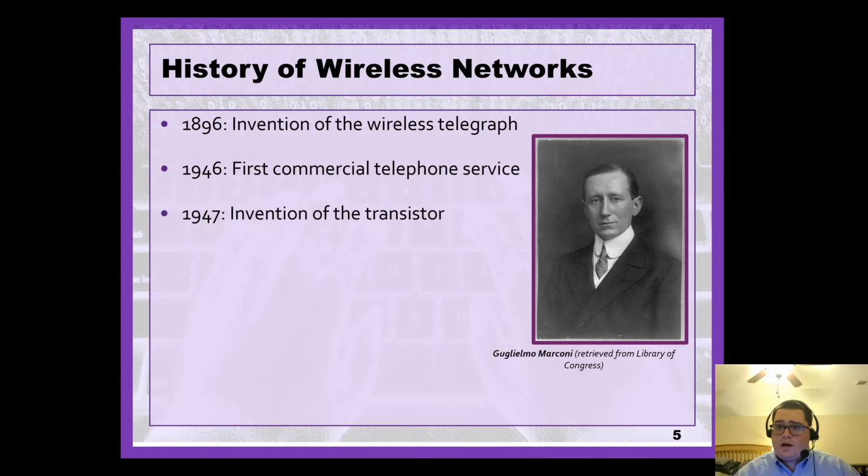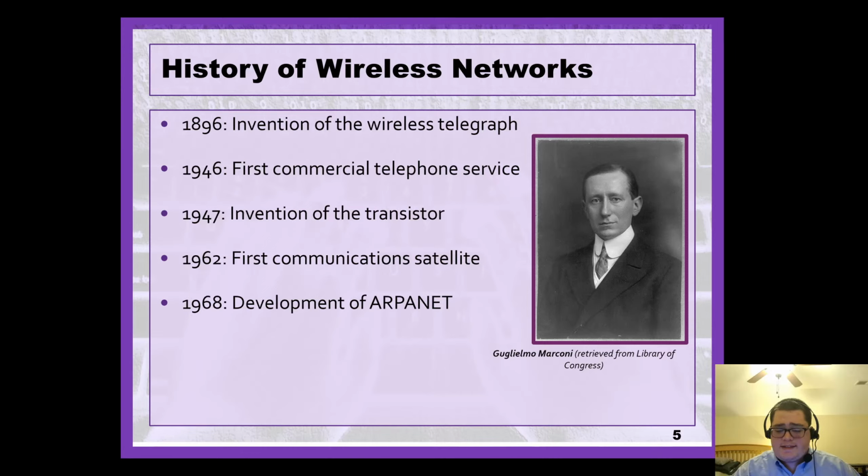Previously, wireless devices and wireless phones were large enough that you couldn't actually carry them anywhere. They had to be in your car or in a briefcase. But over time, as the transistor became developed and more mature, they were able to decrease in size. In 1962, the first communication satellite was launched.